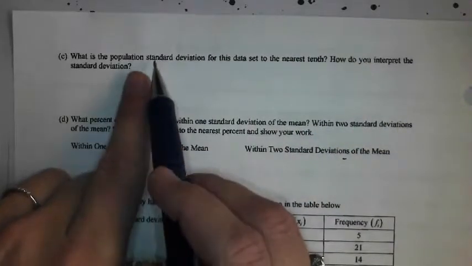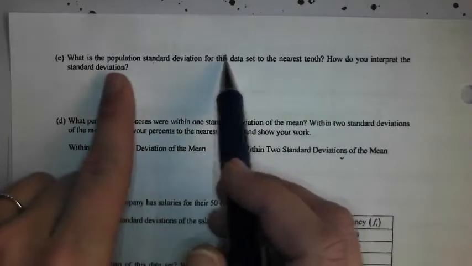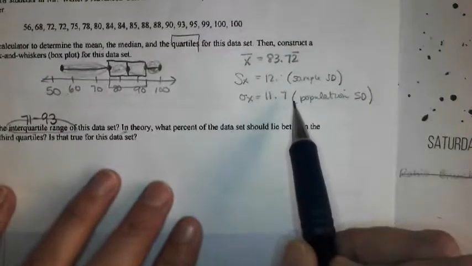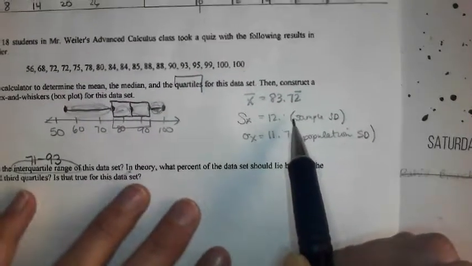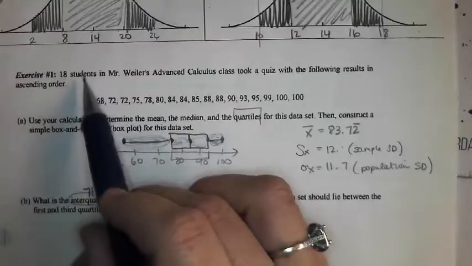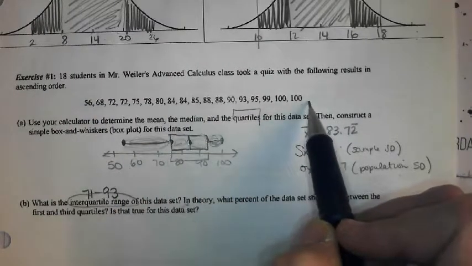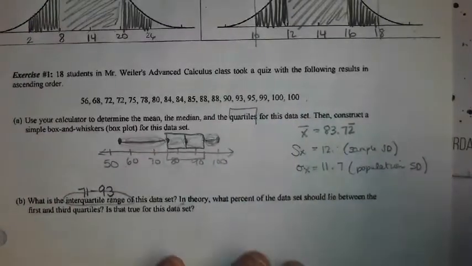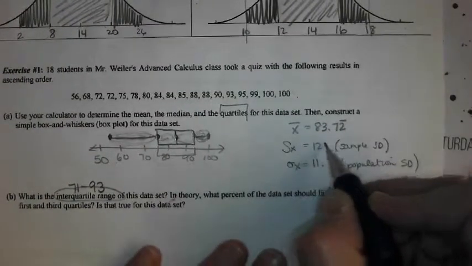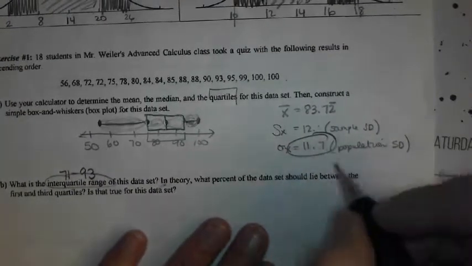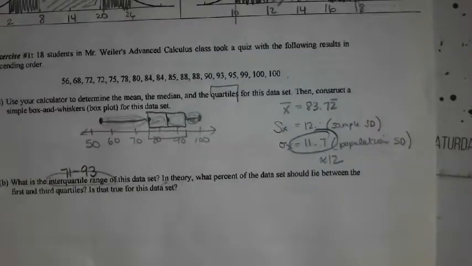If we go to the back, we already talked about the population standard deviation. How do we interpret the standard deviation? Actually, go back to the front. We are going to pretend that this was a sample of 18 students from a larger population. We'll pretend that this is just a sample. So if our standard deviation is 11.7, let's round it to approximately 12 to make things clearer.